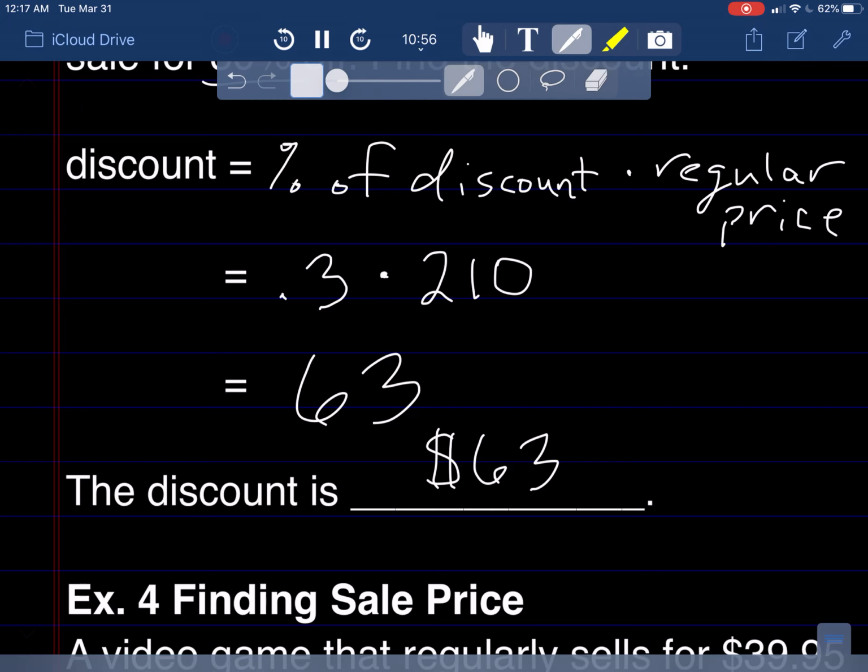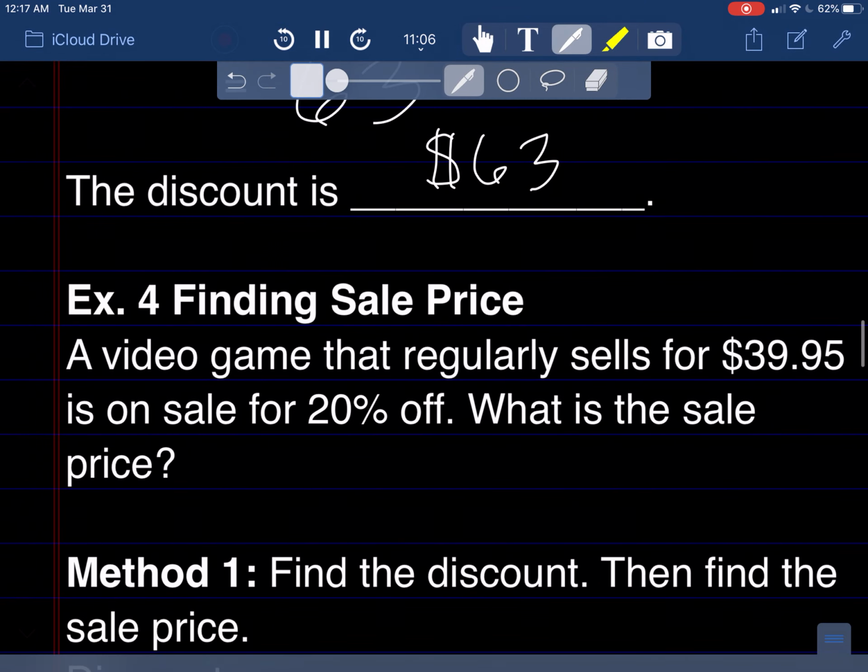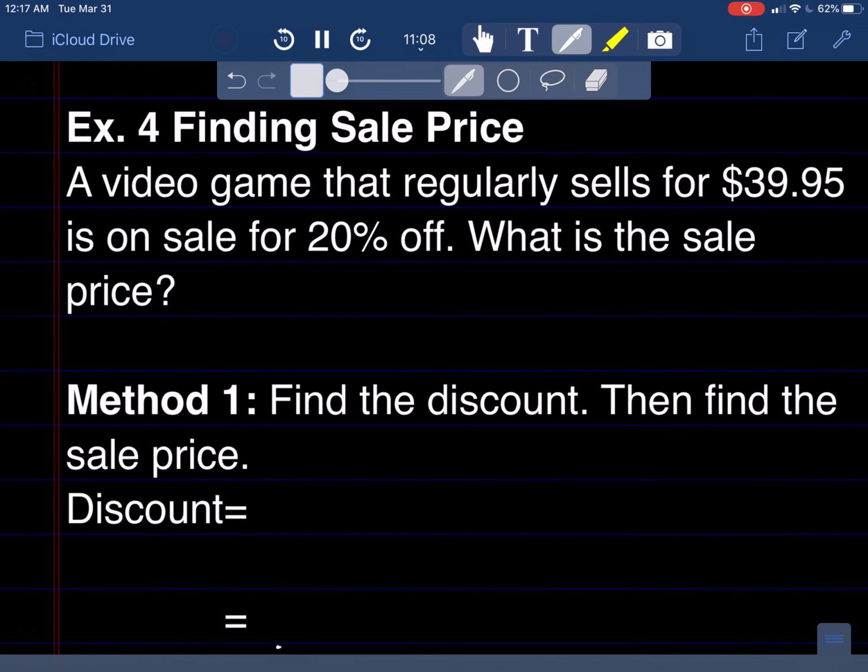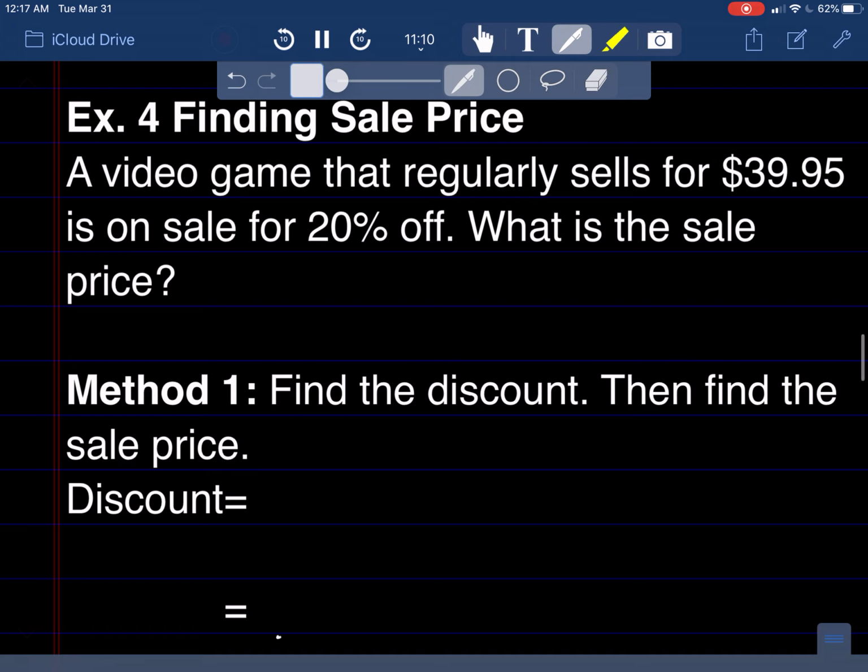Okay. So just like what we did with finding the markups or finding the selling price, now we're going to find the sale price. So we figured out how to find the discount. So now we're going to figure out how to find the sale price, the price of the item after the discount. Okay. So in this one, there's two methods. You can use either one. They both work pretty well. So you'll see after this one, you can choose whichever one you want when you do the check understanding.